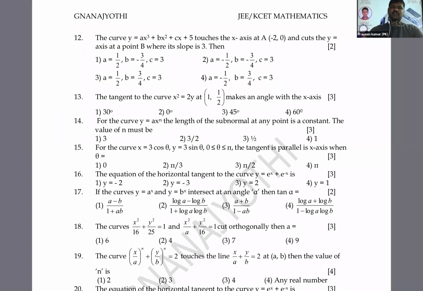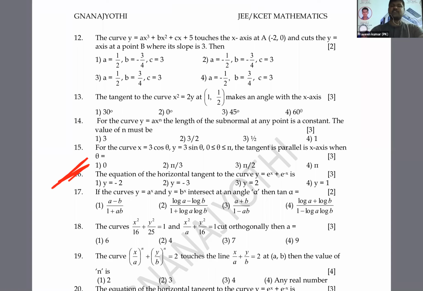Question number 16, they have given like this. The equation of the horizontal tangent to the curve y equal to e power x plus e power minus x. Very nice, important question. What is meant by horizontal tangent? Horizontal line means x-axis, no? That means we equate the slope to 0, find the x value, and substitute that x value in the equation to get the y value. Horizontal means x-axis, so the slope is equal to 0.